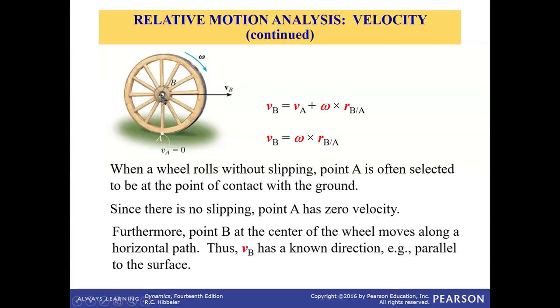Now, how can we calculate the velocity for the center B of the wheel? Furthermore, point B at the center of the wheel moves along a horizontal path.